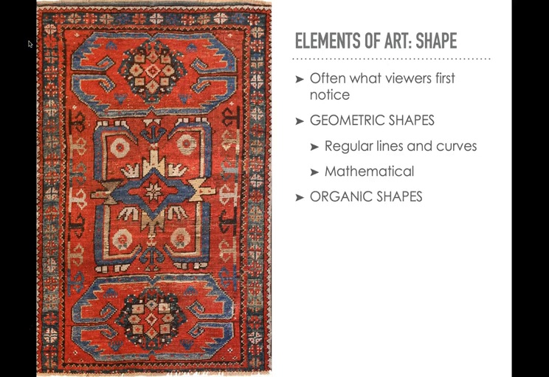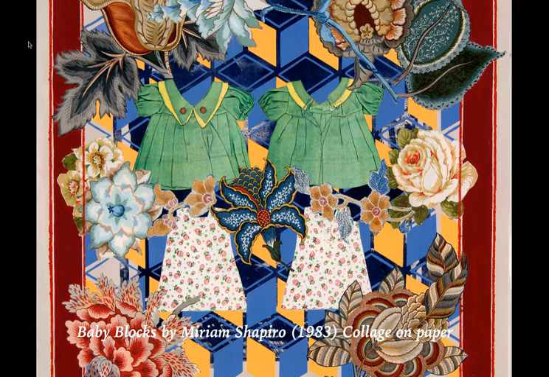But we can also have what's called organic shapes. Organic shapes may seem unrestrained and chaotic. They are still two-dimensional, like the geometric shapes. You can see that this rug includes both geometric and organic shapes. This collage on paper called Baby Blocks by Miriam Shapiro also includes both geometric shapes and organic shapes. You can see the geometric shapes in the background with this kind of tessellation of cubes, but we also have organic shapes that look like they're cut from pieces of wallpaper with the flowers and also the baby dresses.